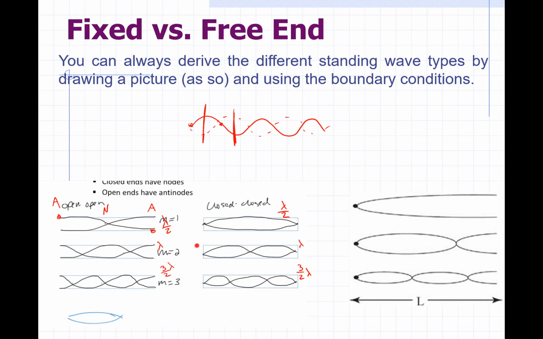So if both ends are open or both ends are free, mathematically it ends up being the same. It's only when one end is free and one end is fixed, or one end is open and one end is closed, that we get this kind of weird shape where we skip harmonics. So this is our first harmonic, second, third. And then for our half open, half closed, this is our first, third, and fifth.